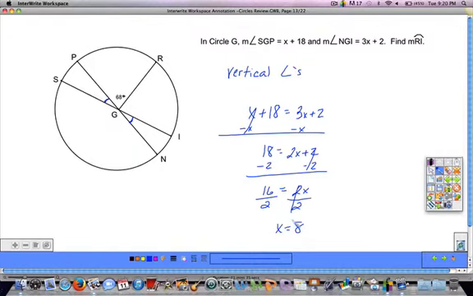Divide by 2. 16 divided by 2. X is 8. But that's not what it asked me for. Now it wants me to find the measure of minor arc RI. It wants to know this. Good golly. So I've got x equals 8, which doesn't tell me a whole lot of anything.